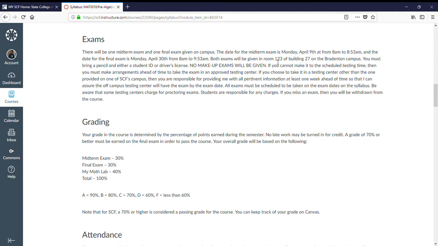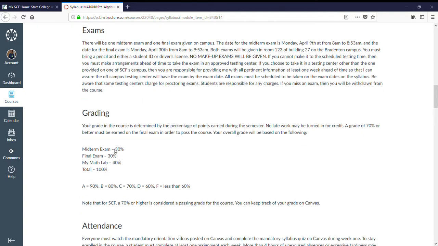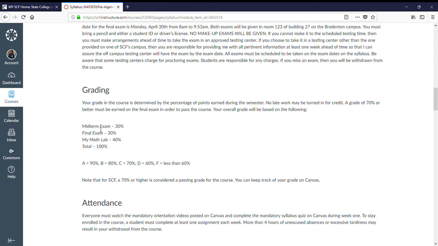So be mindful of those exams because they're actually a pretty big chunk of your grade. For instance, the midterm exam is 30% of your grade. The final exam is another 30% of your grade. And then the My Math Lab, those are the weekly assignments, basically the homework that you'll be doing. I tried to make that worth a little bit more, so that's worth 40% of your grade.